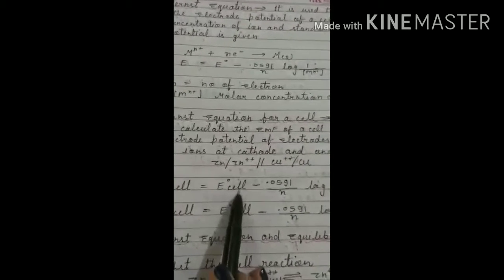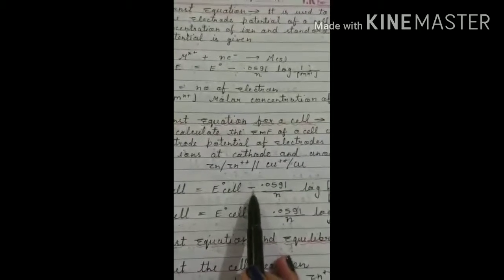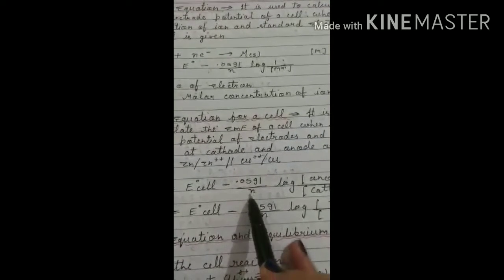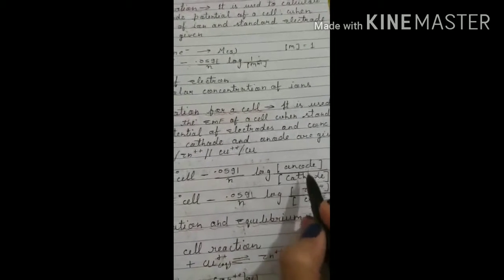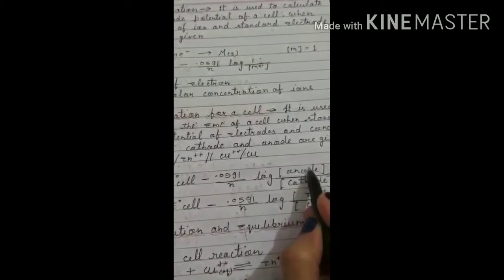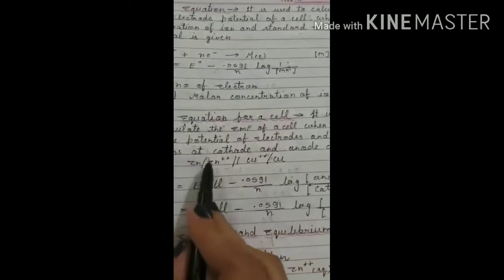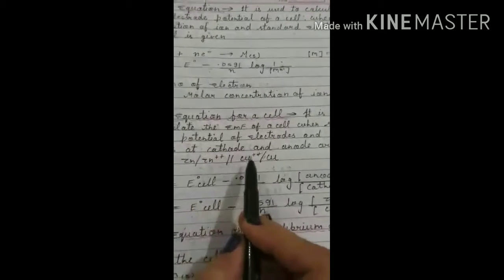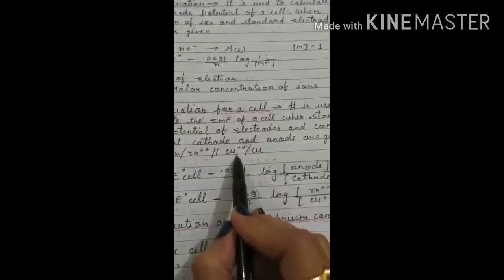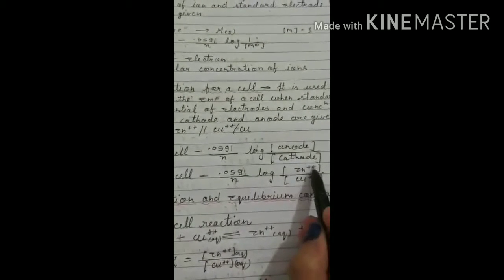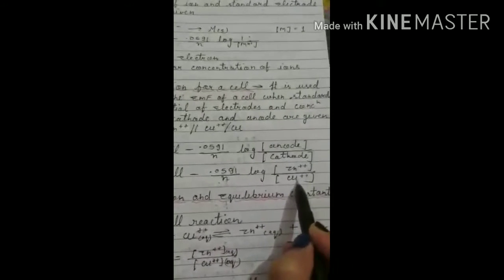So we will use the Nernst equation. E cell is equal to E naught cell minus 0.0591 upon n log anode over cathode. At the anode always oxidation takes place and at the cathode reduction takes place. So the oxidation of Zn is taking place and the reduction of Cu2+ ion is taking place. So we will put Zn2+ and Cu2+ in place of anode and cathode. So this is another form which we can use to represent the Nernst equation.